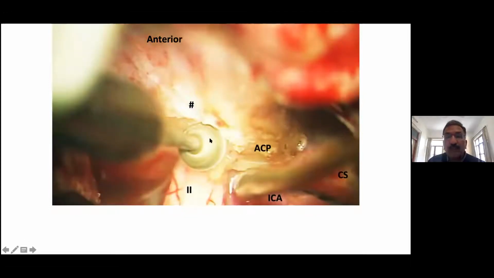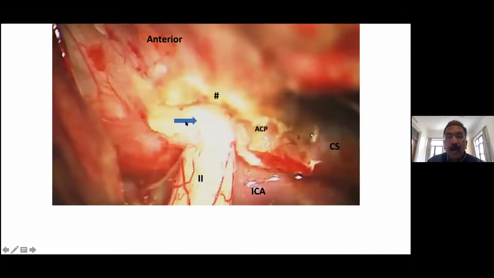So now we are drilling the planum sphenoidale over the optic foramen. This is the anterior clinoid process that you see. And now you see that the portion of the second nerve which is going into the orbit is exposed, and the anterior clinoid process is also seen.